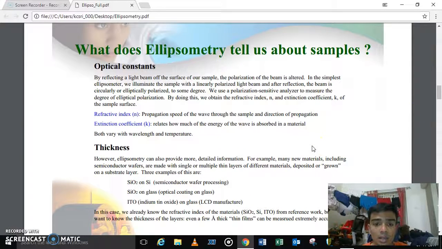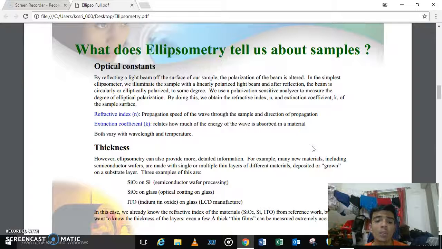By reflecting a light beam off the surface of a sample, the polarization of the beam is altered. In the simplest ellipsometer, we illuminate the sample with a linearly polarized light beam, and after reflection, the beam is circularly or elliptically polarized to some degree. We use a polarization sensitive analyzer to measure the degree of elliptical polarization. By doing this, we obtain the refractive index N and extinction coefficient k of the sample surface. Refractive index N is the propagation speed of the wave through the sample and direction of propagation. Extinction coefficient relates how much energy of the wave is absorbed in a material. Both vary with wavelength and temperature.